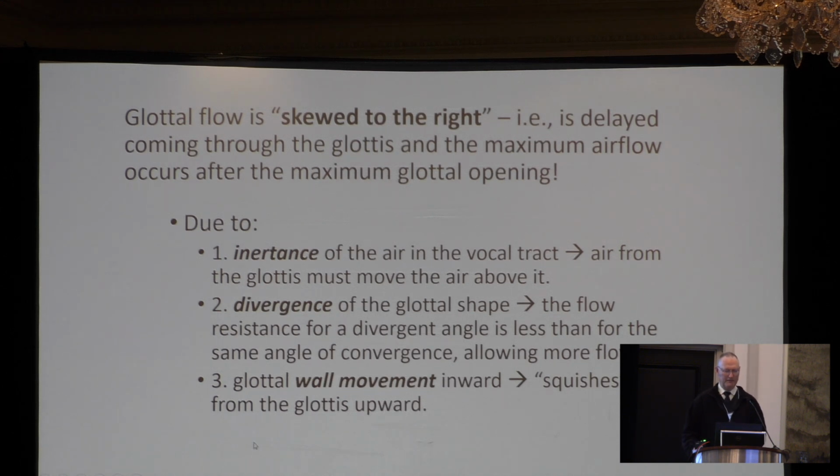As the air comes through the glottis, it meets the air of the vocal tract and has to push on that air, and that is a delay relative to the maximum air flow. You can also have two minor aspects. Because the glottis is divergent, the resistance to the flow is less, and that flow is maximum.